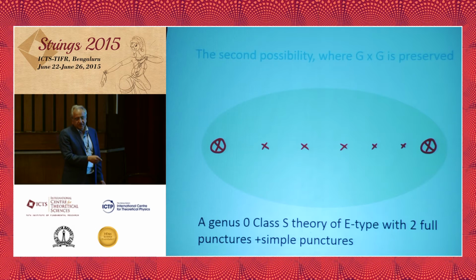And there's another possibility where instead you preserve the G times G symmetry, and then this leads to, again, a genus 0 class S theory of E type now, with 2 full punctures and simple punctures like this, similar to what we had in the A type.